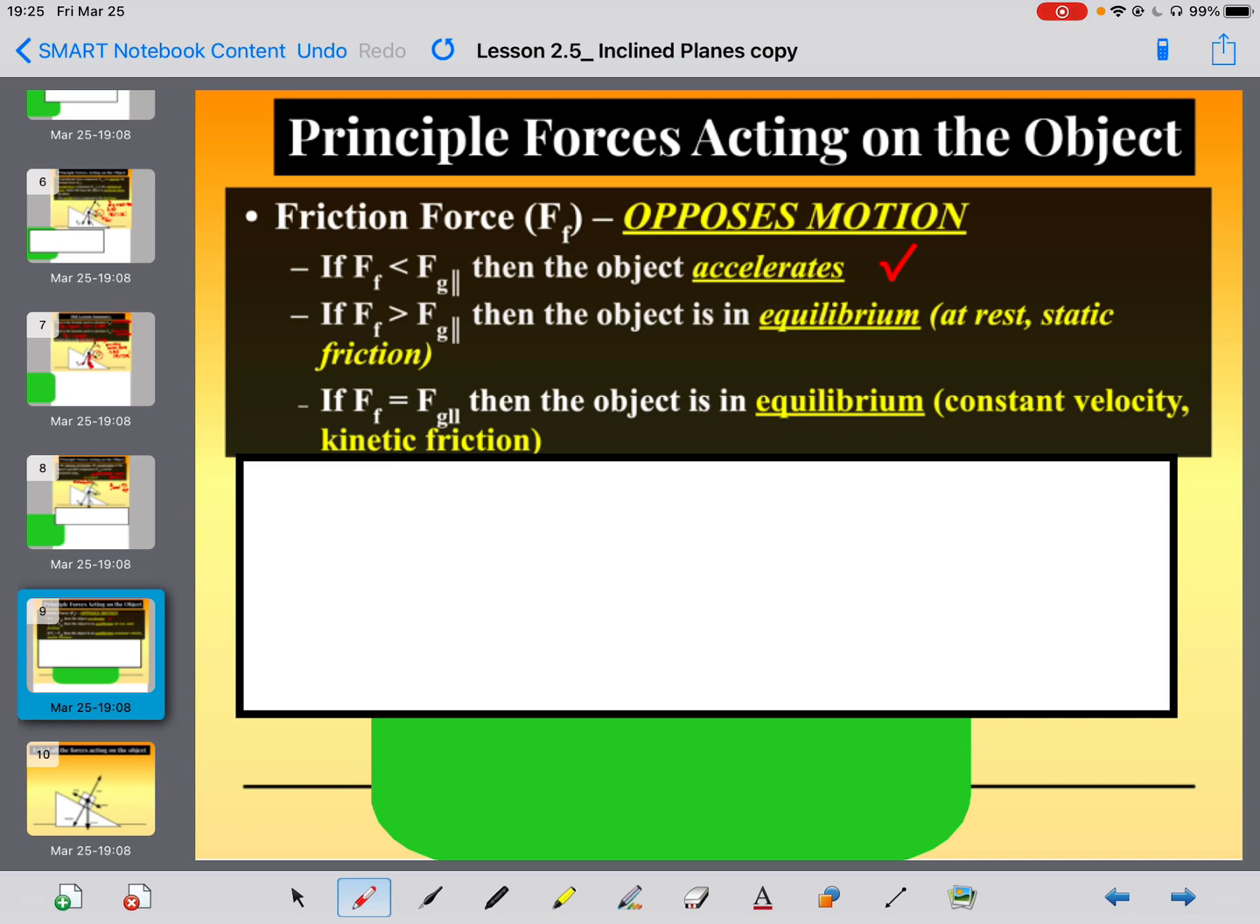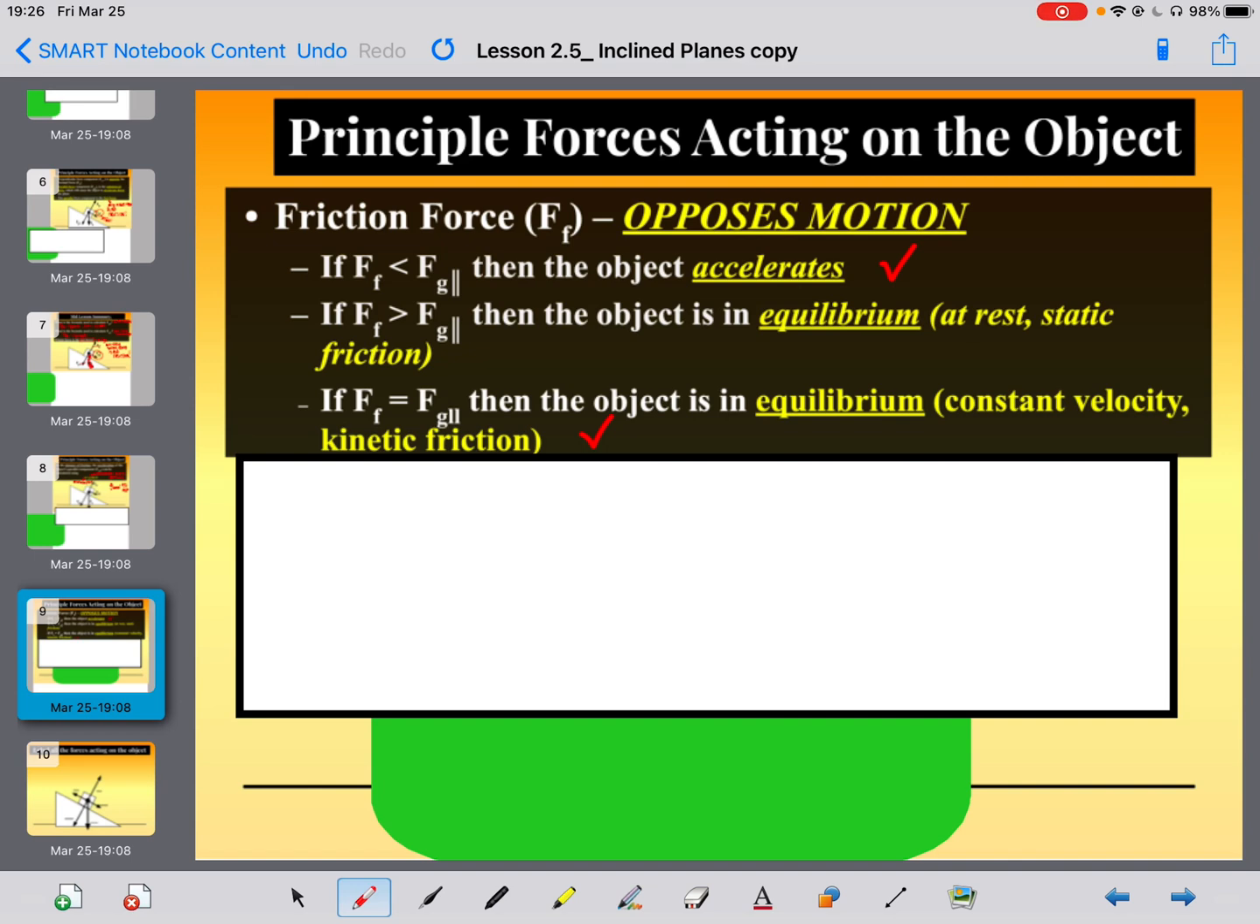However, let's skip to the third one, where it says the force of friction equals the force of gravity parallel. We know when two things are equal to each other, we can say that they're either at rest or at constant velocity. In this case, we say it's a constant velocity and it's experiencing kinetic friction. That sounds pretty much like what we used to learn back in the day.